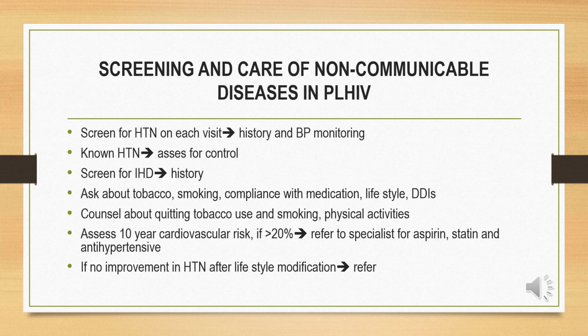And if a patient who previously had controlled blood pressure now has uncontrolled blood pressure, assess for drug-drug interactions. Now, at every visit, you have to counsel the patients about quitting smoking and tobacco consumption, and encourage them to improve their physical activity. If with these interventions the pressures remain uncontrolled, then you have to refer this patient to a specialist. Also, assess the 10-year cardiovascular risk. If it is found to be more than 20%, then refer this patient to the specialist for antiplatelet therapy, lipid lowering, and adjustment of antihypertensives.